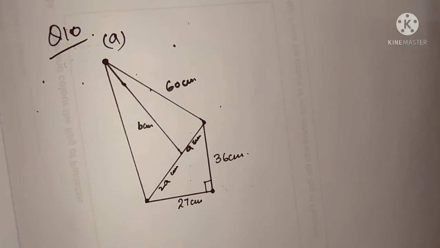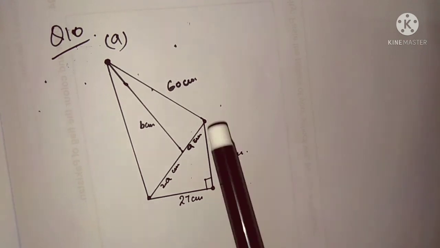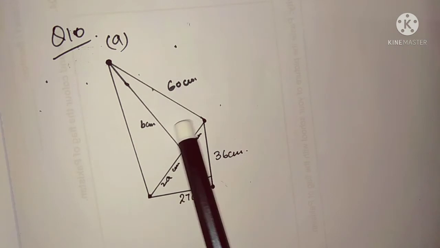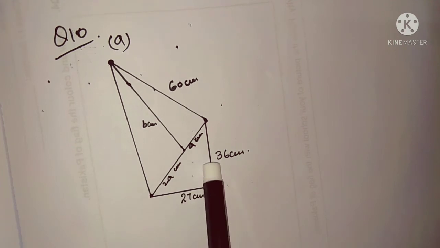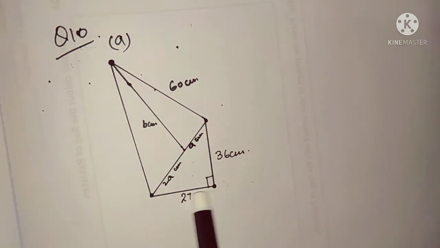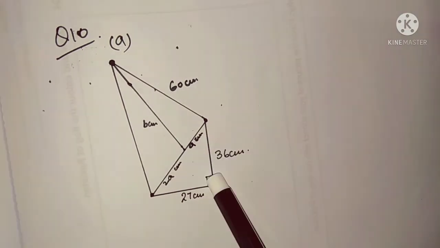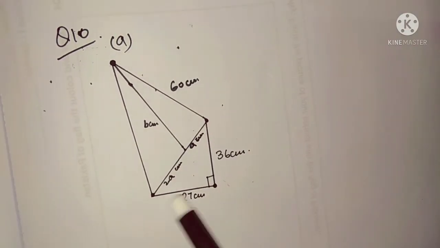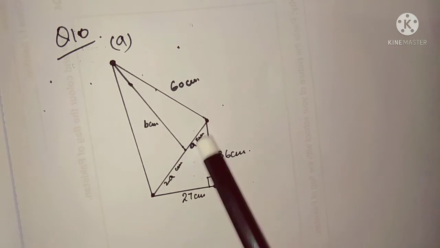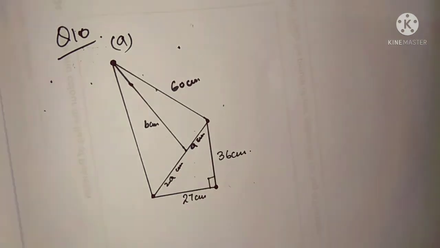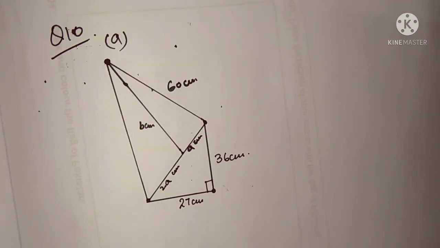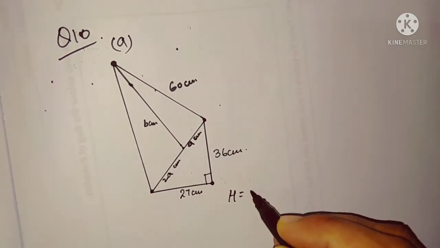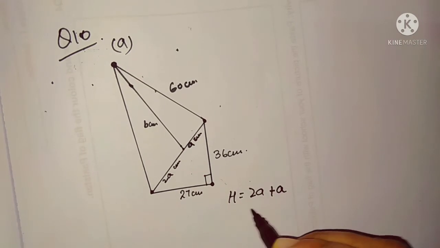So students, here you can see that these are three right angle triangles. First we will take this right angle triangle. The perpendicular is given, it is 36, the base is 27, and the hypotenuse is 2a and a. When we add 2a and a, we get 3a. So the hypotenuse is 2a plus a, which becomes 3a.